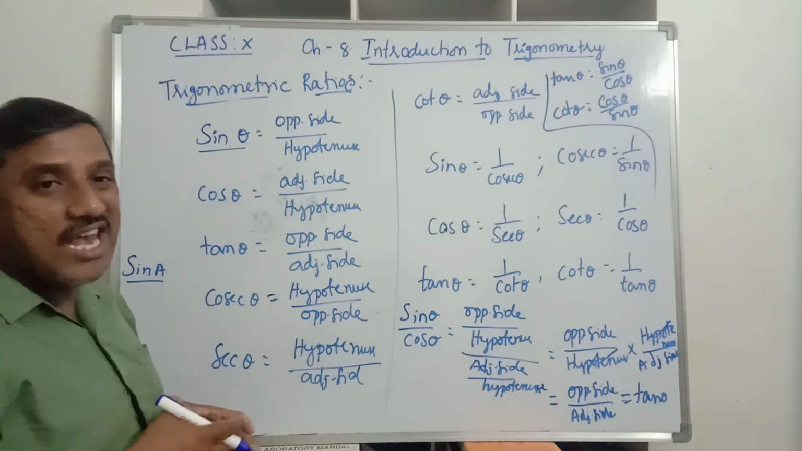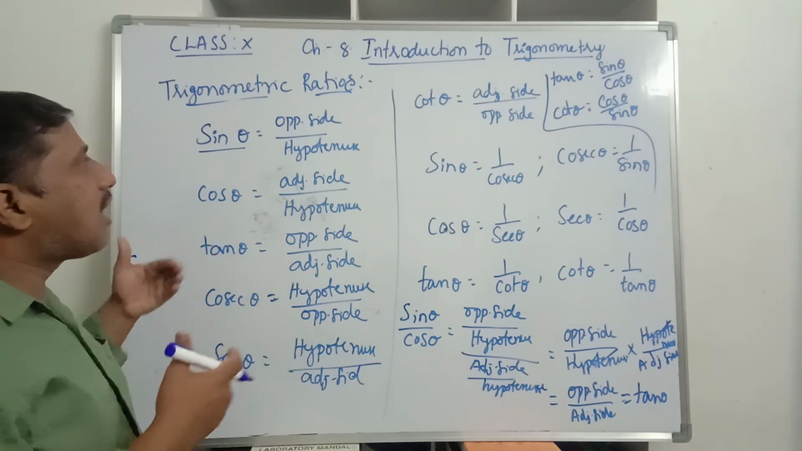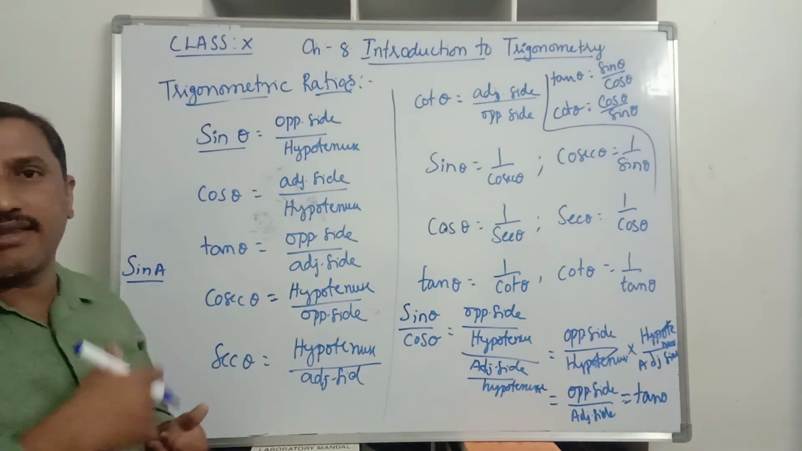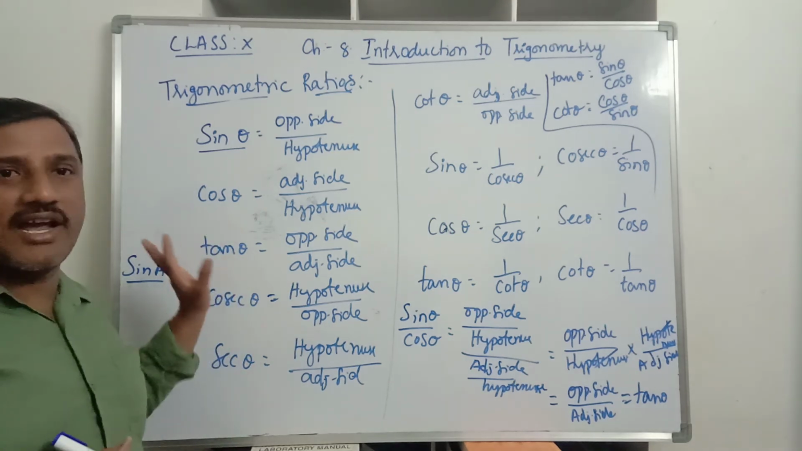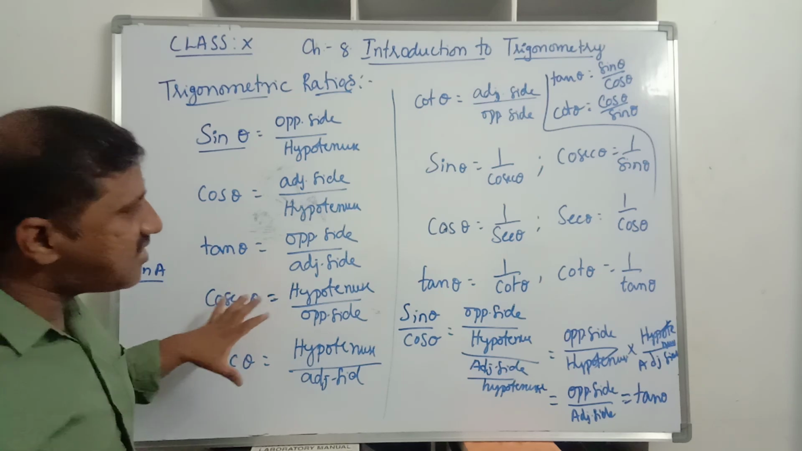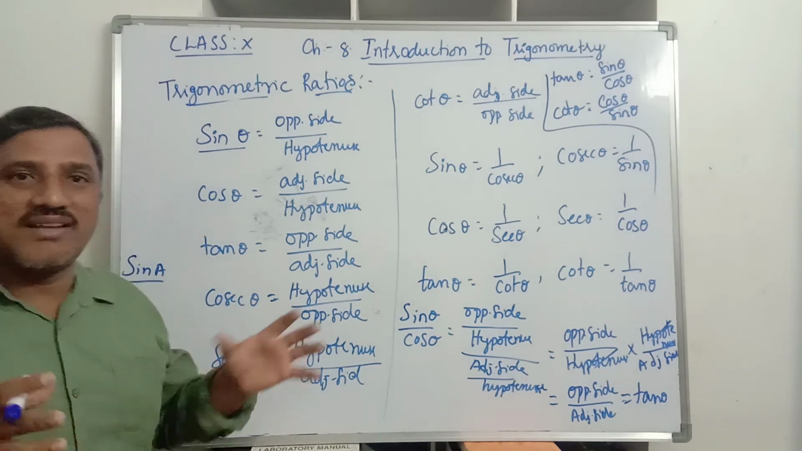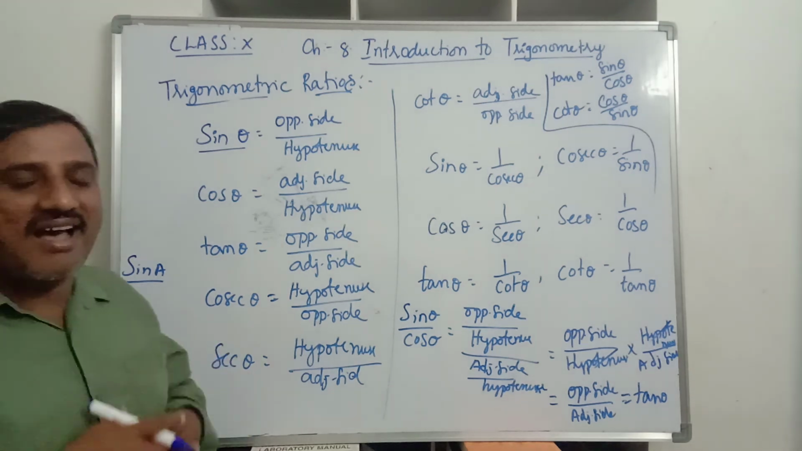Those are their values. Sometimes you will get questions on these ratios. We will discuss in the first exercise how questions can be asked on this. Is it clear, children? What I mean to say is that the trigonometric ratios are the relationship between the sides and the angles.